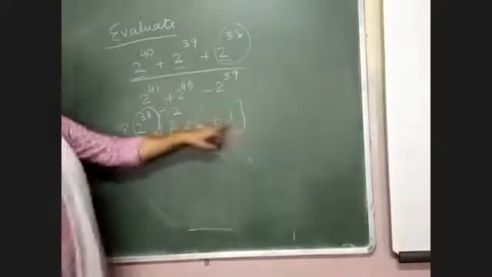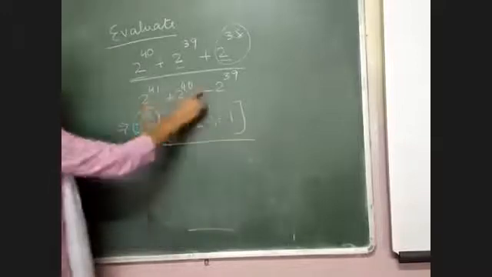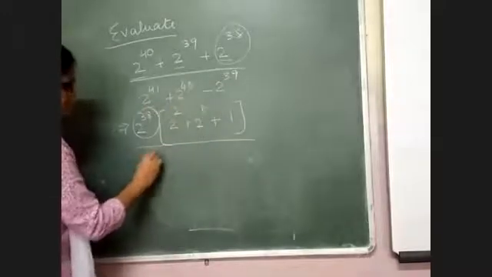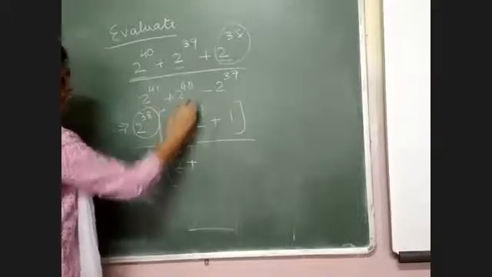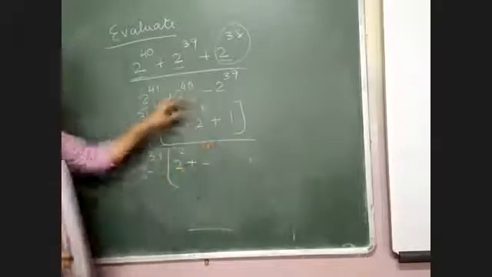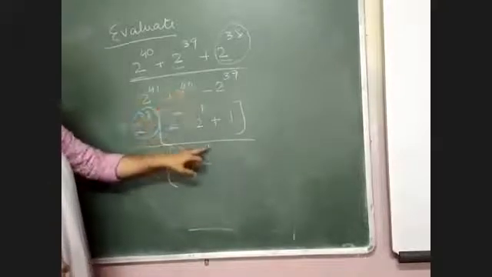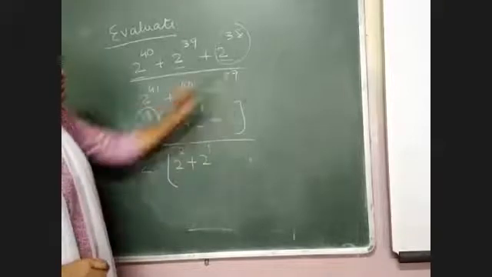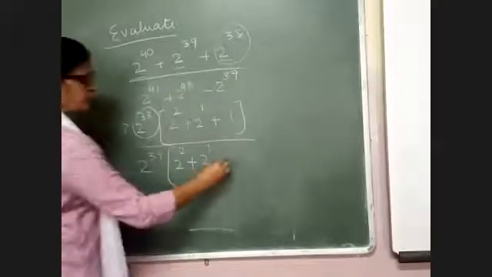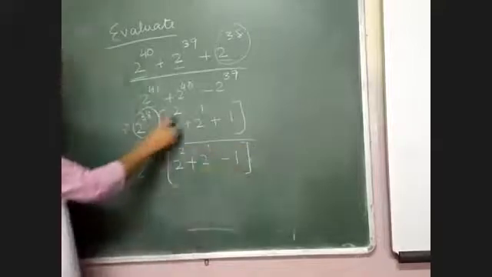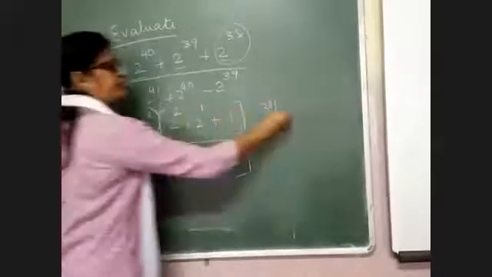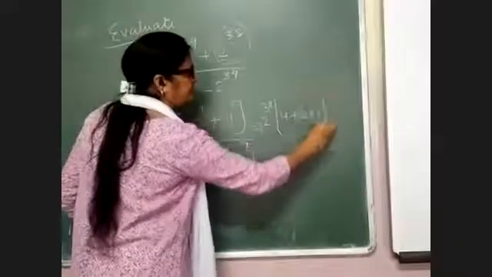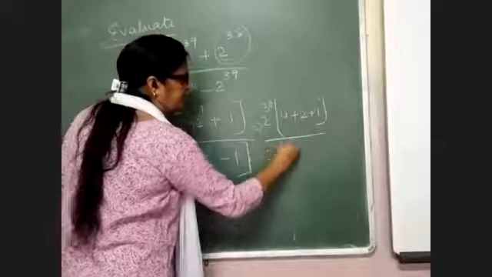In the denominator, what do we take common? 2 raised to the power 39. Then 2 raised to the power 2 plus 2 raised to the power 1 is left; subtracting 39 from 40 gives 2 raised to the power 1, and since 2 raised to the power 39 is common, 1 is left. 2 raised to the power 2 is equal to 4, and 2 raised to the power 1 is equal to 2.